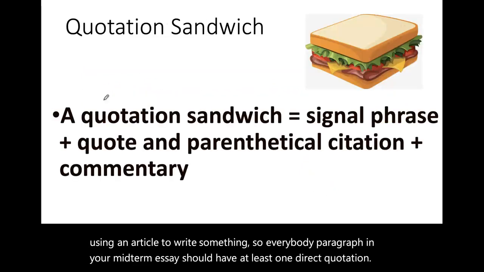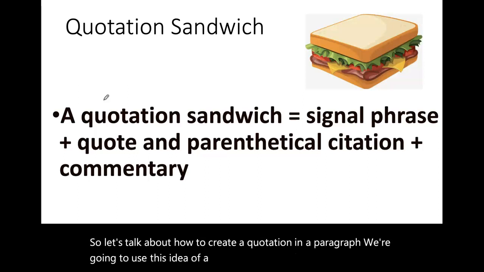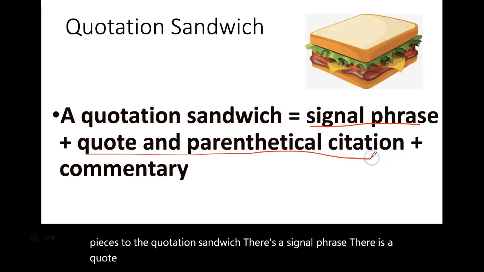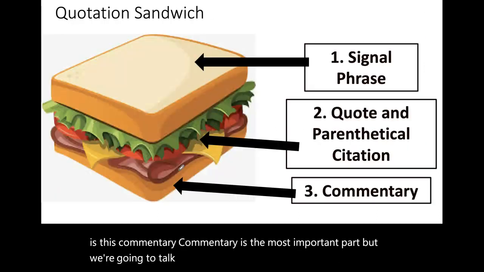So let's talk about how to create a quotation in a paragraph. We're going to use this idea of a quotation sandwich. So there are three pieces to the quotation sandwich. There's a signal phrase, there is a quote and parenthetical citation, and the last part of the sandwich is the commentary. Commentary is the most important part, but we're going to talk about all three.